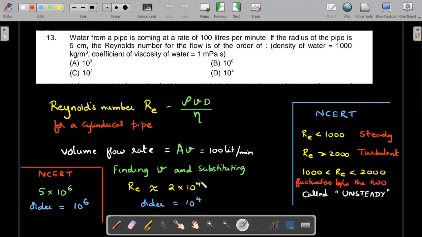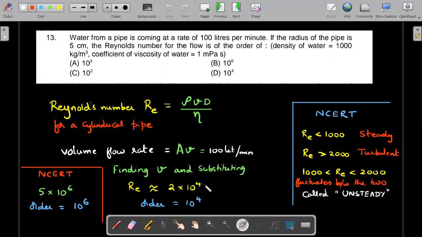Two side notes. First of all, in future, any Reynolds number question as per NCERT, he could ask steady and turbulent. Remember, all REs which are less than 1000 are steady flows. All REs greater than 2000 are turbulent. And if it lies in between, then it fluctuates between steady and turbulent. It fluctuates between the two. Such fluctuation where you can't say it is steady or turbulent is called unsteady. This is something that you need to remember.